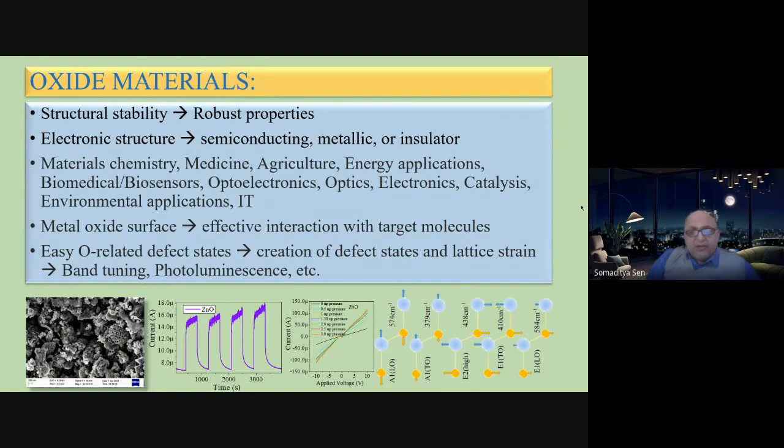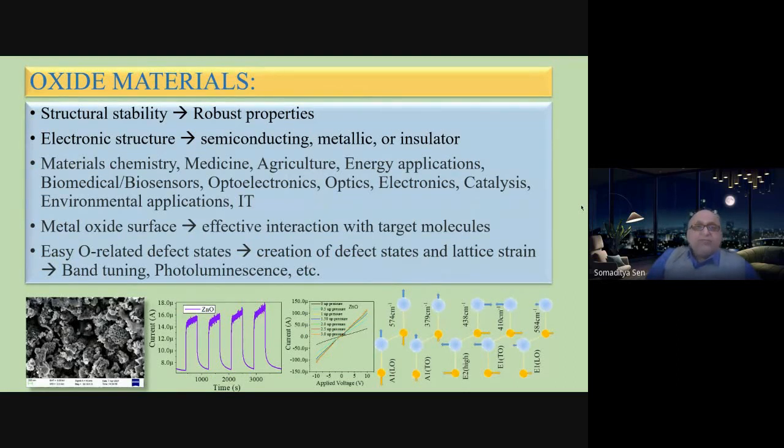The structure remains, and the devices that you can make can stay for longer. Electronic structure: the oxides can be semiconducting, can be metallic, and can be insulators. Zinc oxide is a semiconducting material, but it can be tuned. So you can create defect states, and you can generate strain in the material to tune the band gap of the material.